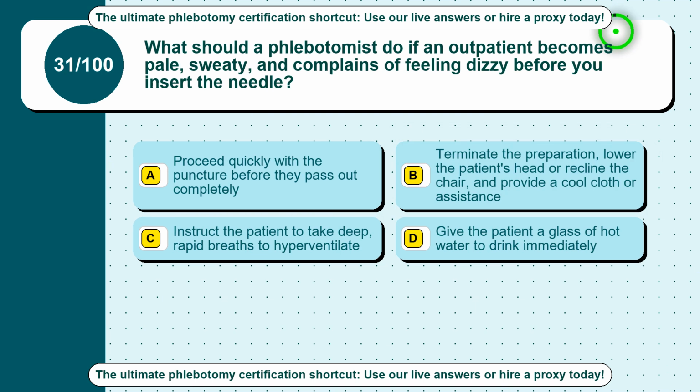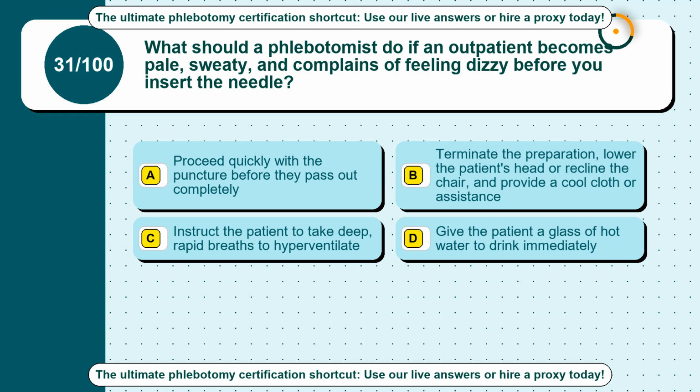Question 31. What should a phlebotomist do if an outpatient becomes pale, sweaty, and complains of feeling dizzy before you insert the needle? Option A. Proceed quickly with the puncture before they pass out completely. Option B. Terminate the preparation, lower the patient's head or recline the chair, and provide a cool cloth or assistance.